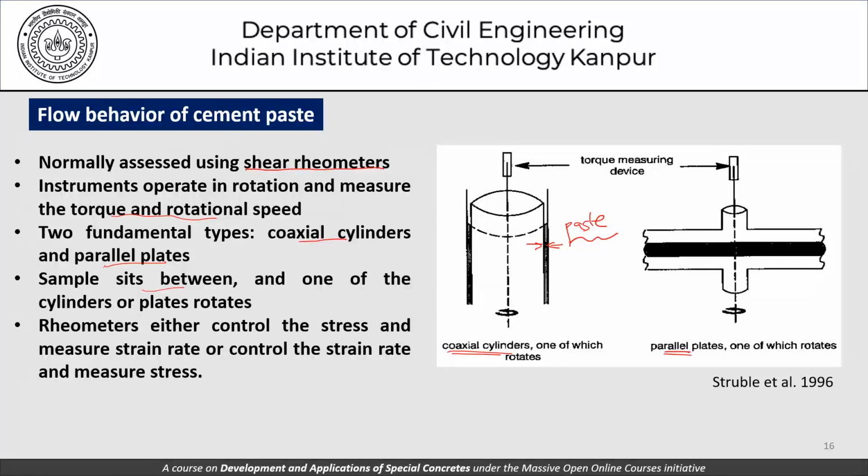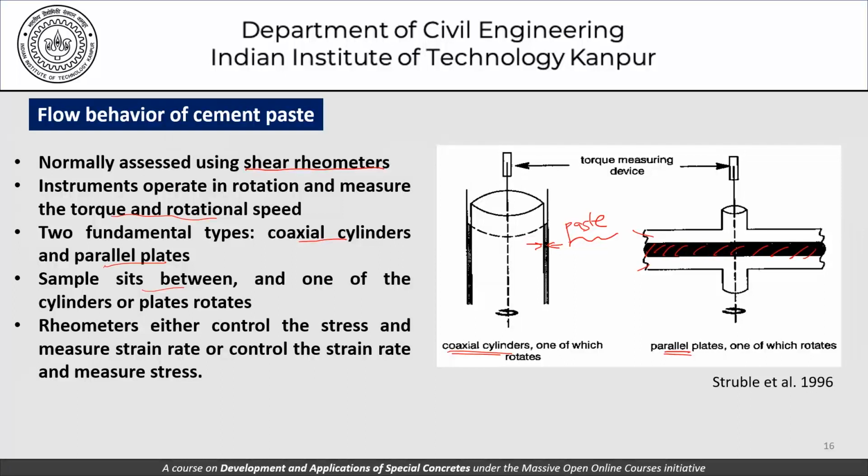Similarly here we'll have a stationary plate and a moving plate, and in between the plates we put in the sample, that is, the cement paste that we have. The sample sits in between the cylinders or the plates. The rheometers are run either on the basis of controlling the stress and measuring the strain, or controlling the strain and measuring the stress.